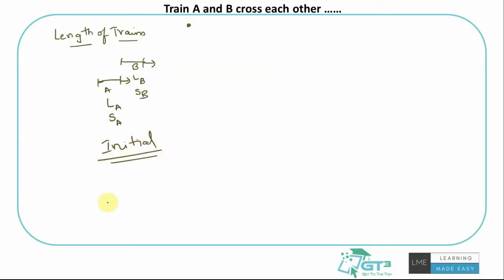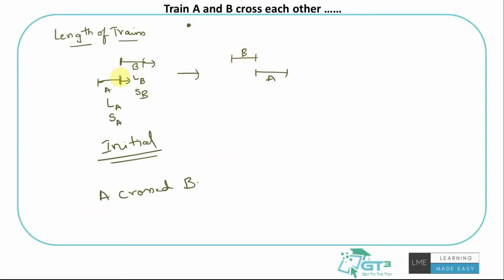We'll get to see that train A crossed train B. When they say this, what do they mean? The initial condition is this. The starting point of the train A, whichever train crosses the other train, is matching with the ending, the tail of the other train B. Now, the final state when the train A has completely crossed B would be this. B would be this, and A would be here.